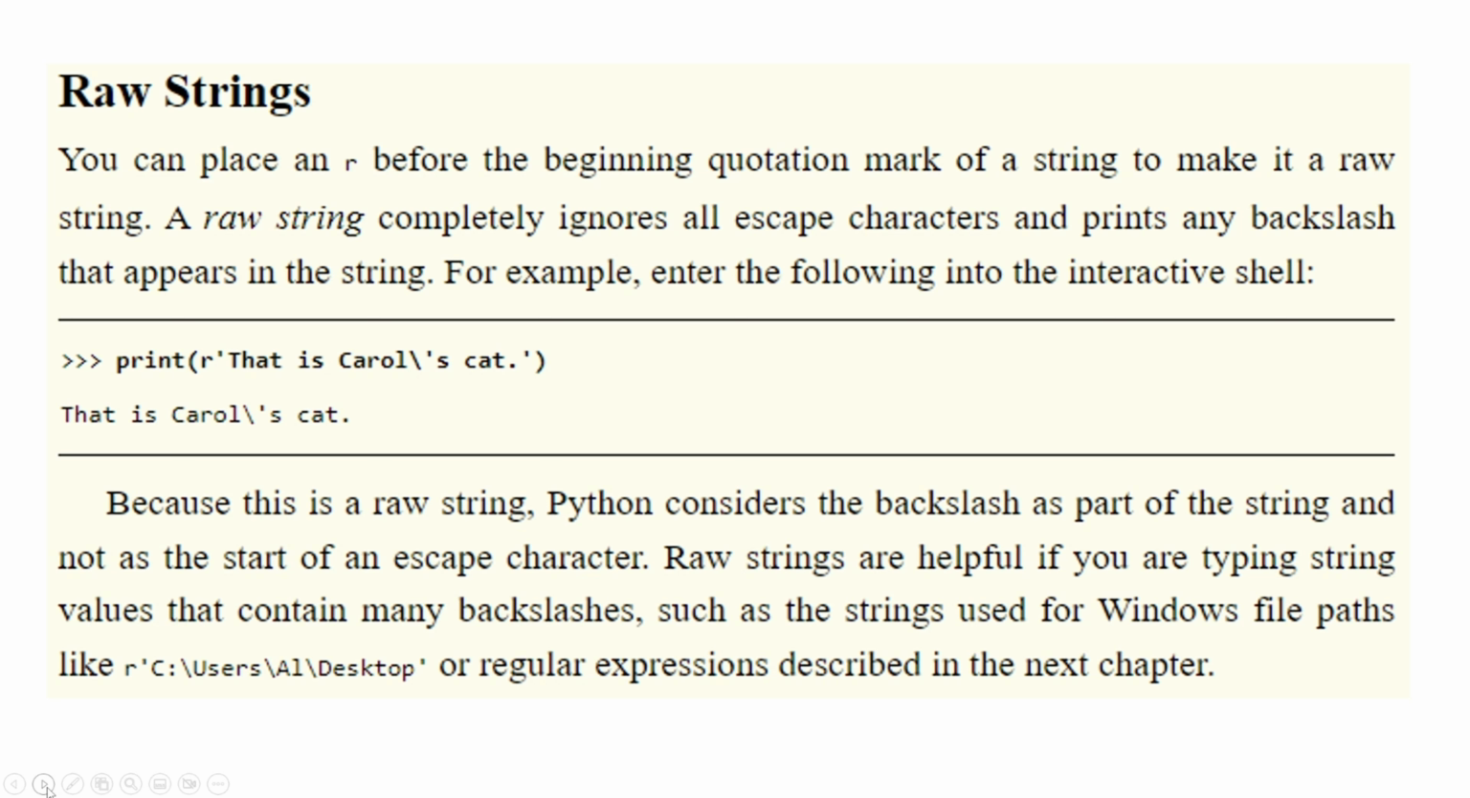Raw strings. You can place an r before the beginning quotation mark of a string to make it a raw string. What a raw string does is ignore any special characters. For example, in this example from the textbook, you see that the escape character is treated just like any other character. And when we print this out, we actually see the escape character, the backslash, put in place. So how the format works is we put the lowercase r at the beginning of our string, and then anything within the beginning single quote and the ending single quote has no special meaning.